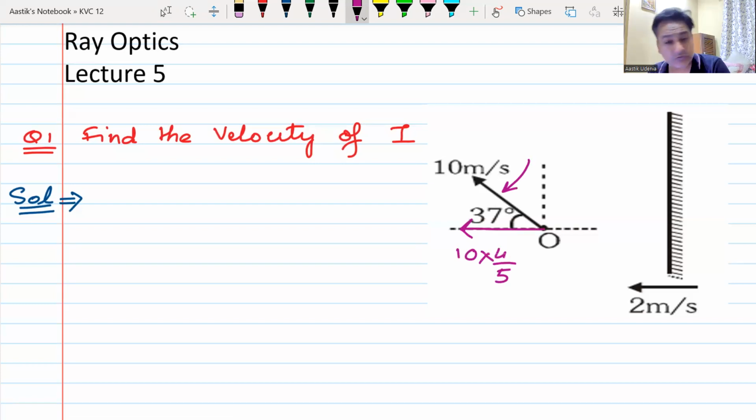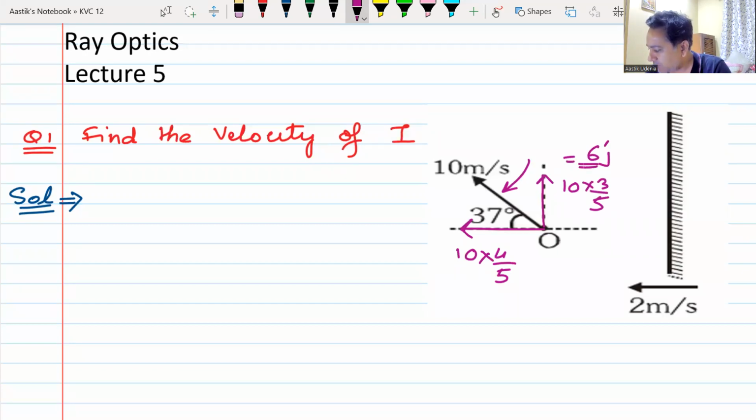So this component is 10 into 4 by 5. What about the y component, beta, here? How much is the y component? 10 into 3 by 5. 10 into 3 by 5. So now I can write the values here. So 10 into 3 by 5 becomes 6.